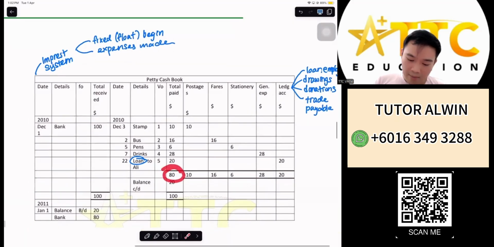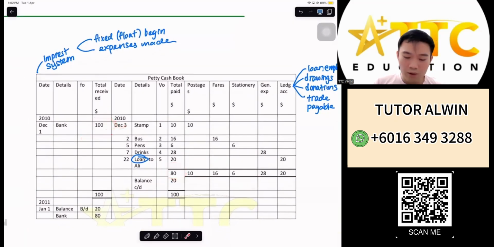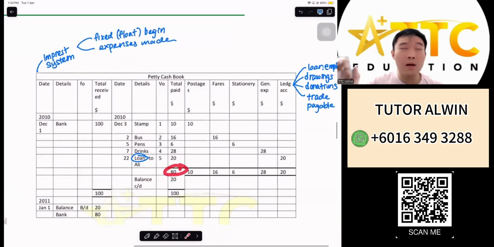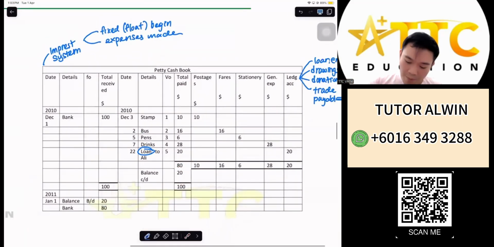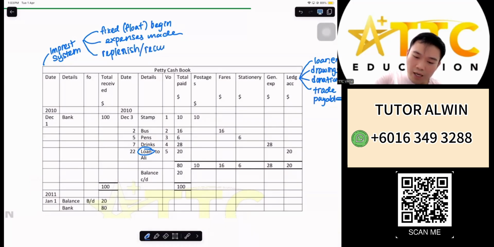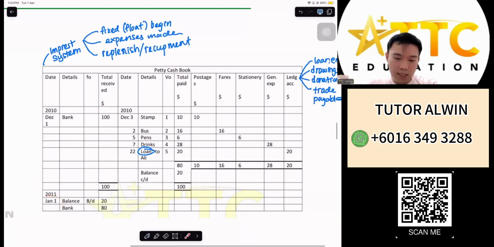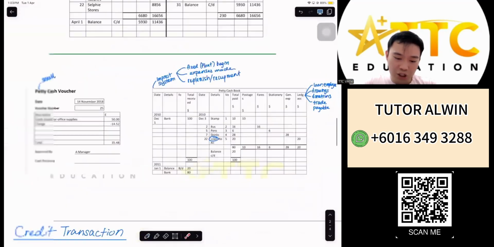So this is the payment made. At the beginning of the month, you have 100 bucks, the float in your box. You minus off the amount that you have spent on expenses. Balance left is 20 bucks. You bring it down. And then after that, you will replenish, or there will be a reimbursement made to refresh your petty cash box from 20 bucks back to the 100 bucks at the beginning of the following month again. So that is the imprest system for the petty cash book. So this is for our cash transactions.